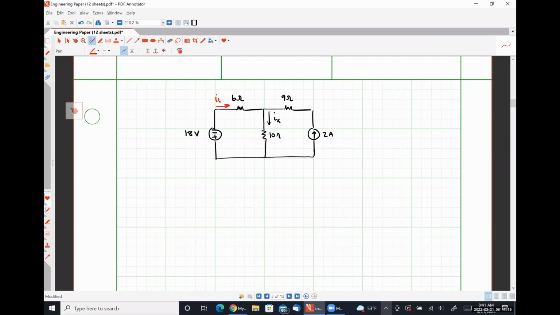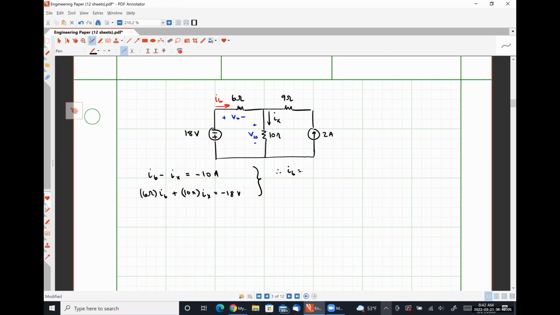Just defining our current I6 and our voltages V6 and V10 again. When we apply Kirchhoff's current law at that top middle node, we'll find that I6 minus IX is equal to -10 amperes. And when we apply Kirchhoff's Voltage Law around our left-hand loop, we'll find that 6 ohms times I6 plus 10 ohms times IX is equal to -18 volts.